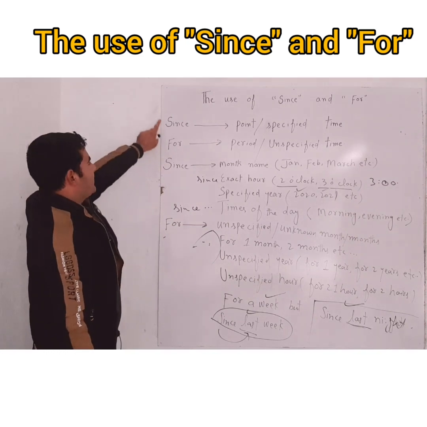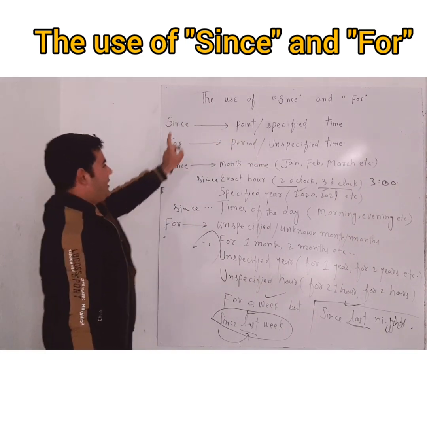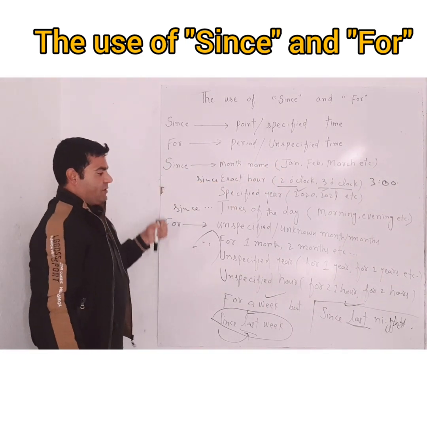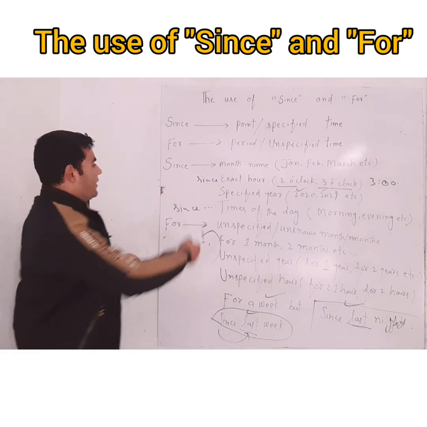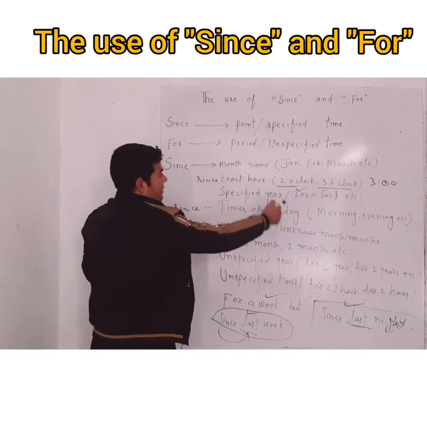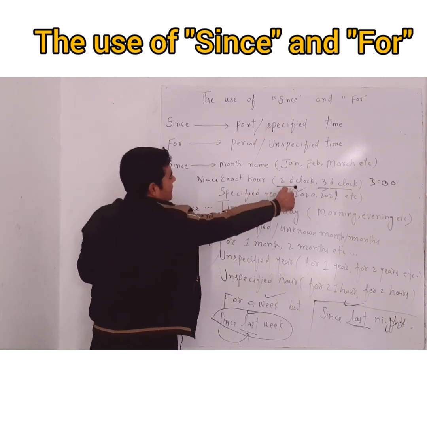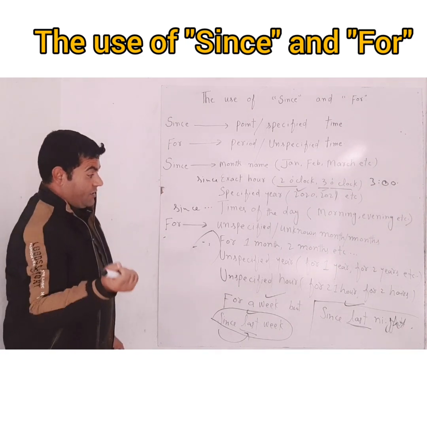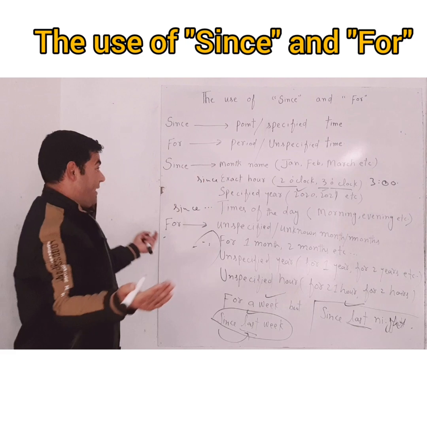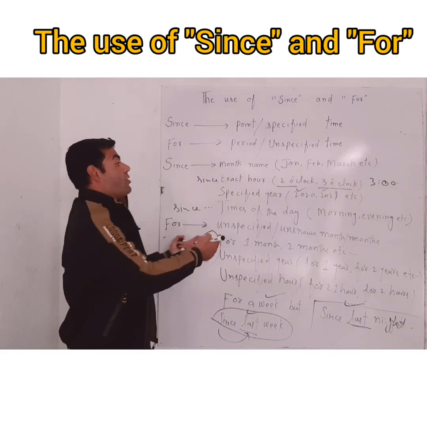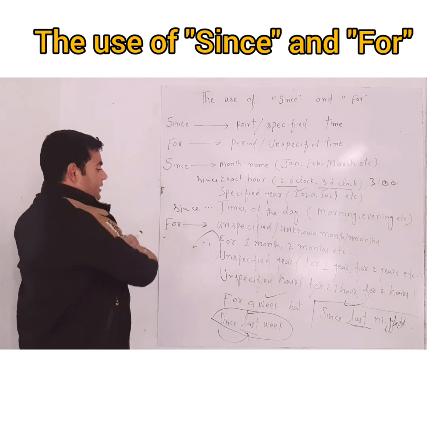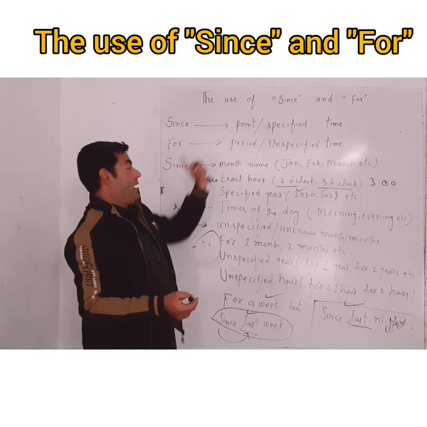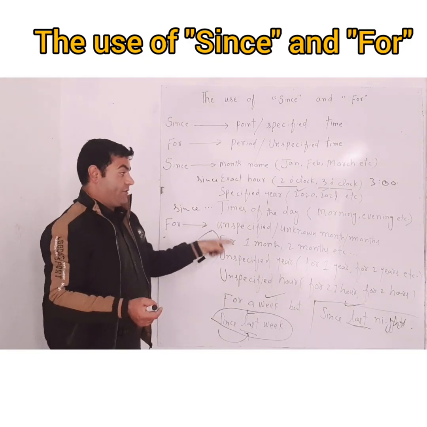So just a summary of the class: since is used for specified time. When you want to mention the month name, you have to use since. If you don't want to mention the month name, you want to mention the number, so for 1 month, for 2 months. You want to mention the exact year, so use since 2020, since 2021. You don't want to mention the year, you just want to mention the number, so for 2 years, for 1 year. And for an exact hour, since 2 o'clock; you don't want to mention the hour, so for 2 hours, okay. So again, the summary is: since is used for specific, and for is used for unspecific or unknown time.